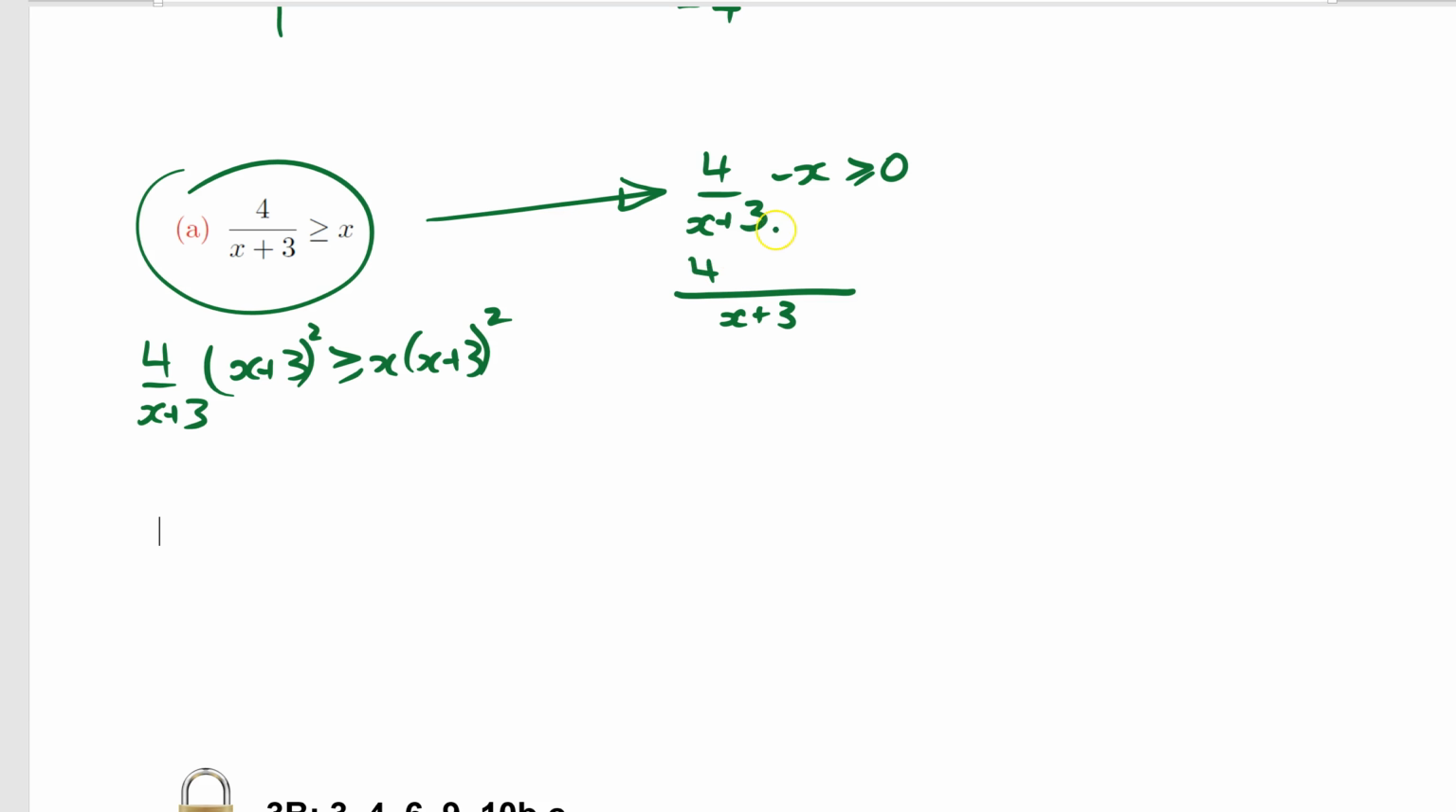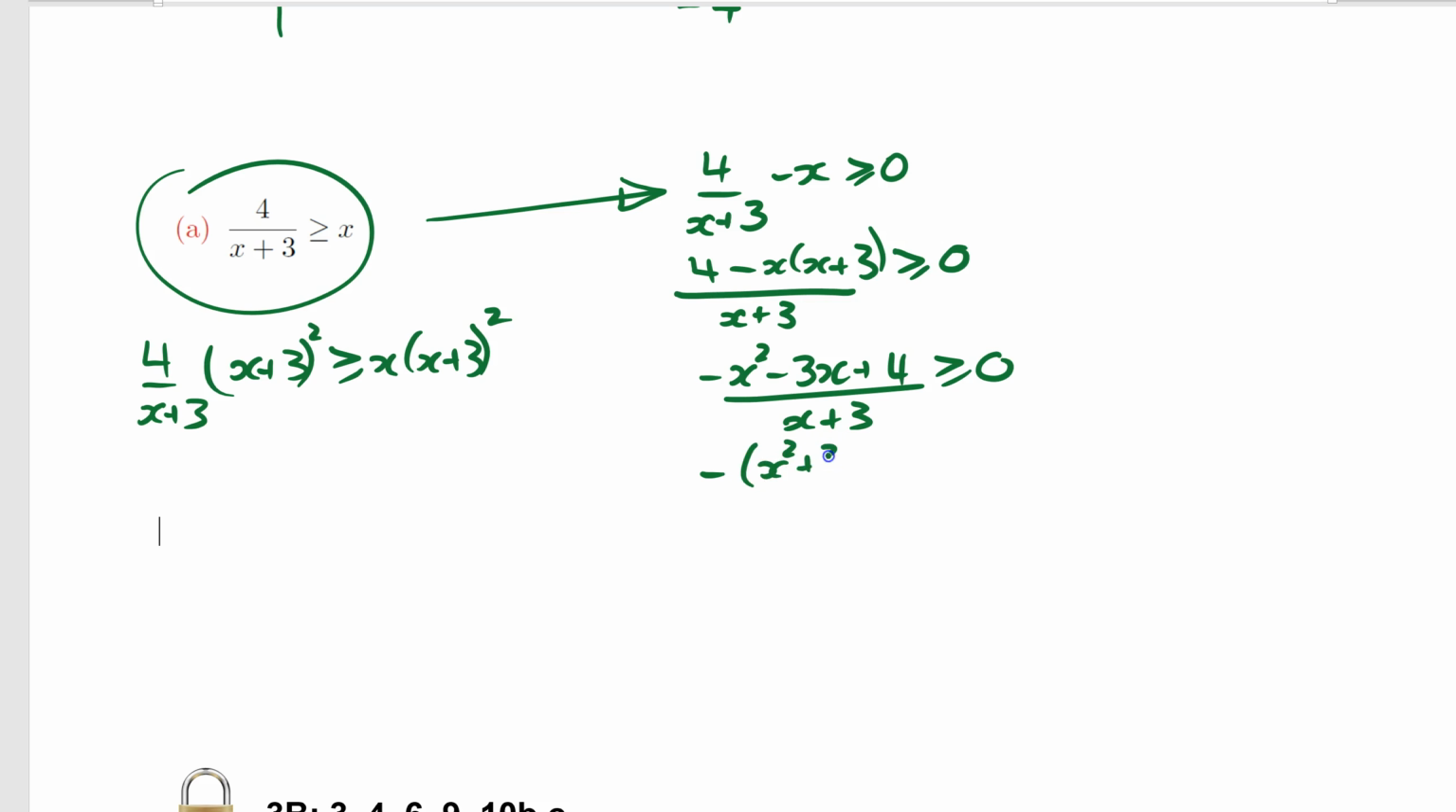So that will go 4, and 1 will go into x plus 3 times. So it's minus x times x plus 3, greater than or equal to 0. Work on the top. So the top is then minus x squared minus 3x plus 4 all over x plus 3 greater than or equal to 0. Now if I then made that minus outside of x squared plus 3x minus 4 all over x plus 3 greater than or equal to 0.